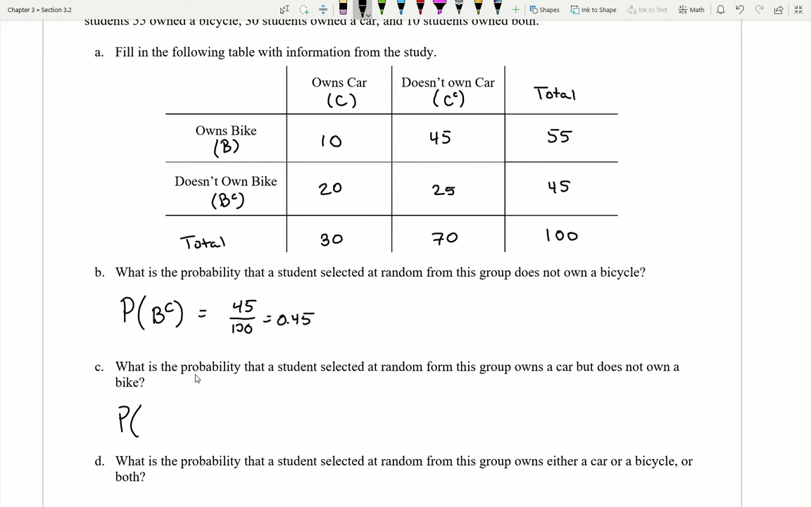Done. Next question. What is the probability that a student selected at random from this group owns a car, C, but does not own a bike? Well, notice I don't want just one of those to be true. I want both of those things to be true, and so that's an indication that I'm looking for an and. I want the person to own a car, but not own a bike. So I'm looking for, out of these 100 people, where are the people that meet both of these descriptions? Well, let's see. If I own a car and don't own a bike, there are 20 people that meet that description. So I have an answer of 20%.